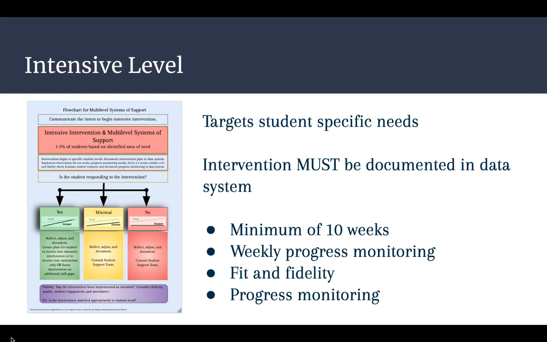After providing selected levels of supports and analyzing data via progress monitoring, we may find that some students are in need of more intensive supports. It is important to note that intensive level supports really should only be provided to 5% of our student population. Like selected level supports, intensive level supports must target a specific student need. Data will be collected and stored within the newly adopted data system.